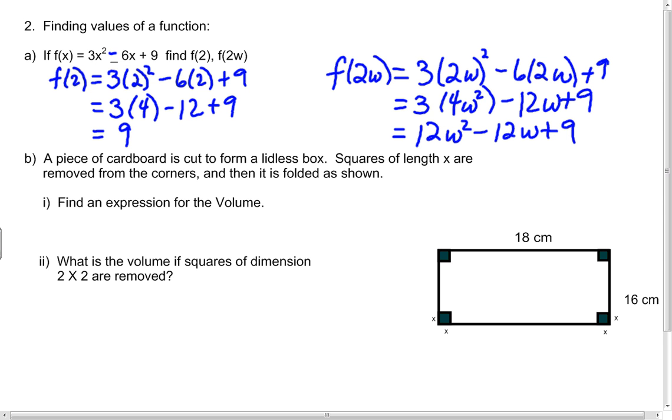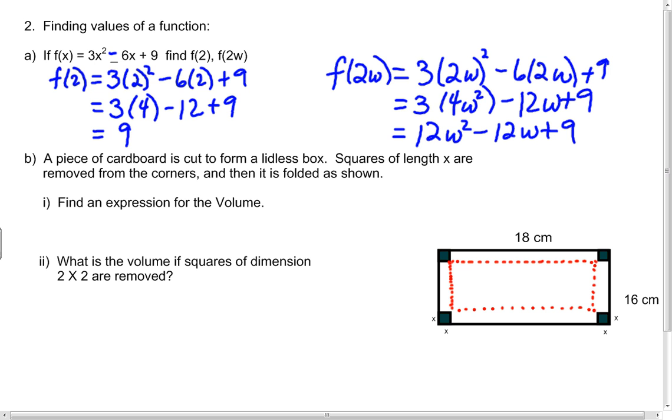Second one in the same vein is solving this problem. A piece of cardboard is cut to form a lidless box. Squares of length x are removed from the corners, and then it is folded as shown. So we're going to fold along this and so on. And then those little sides will fold upwards and join to form that little box. We want to form an expression for the volume.